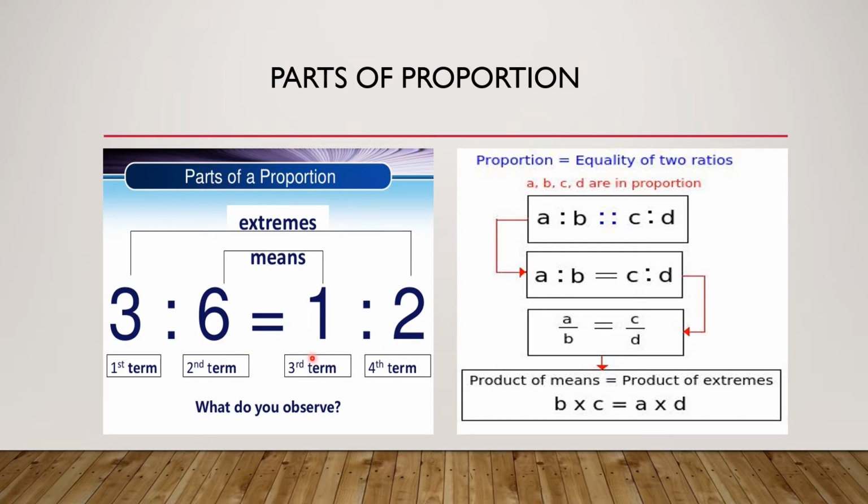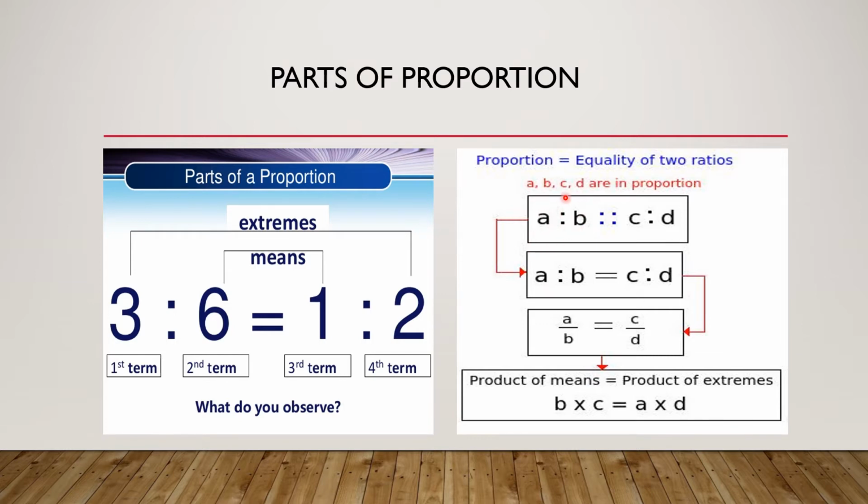The second term and the third term are known as means, whereas the first term and the fourth term are known as extremes. So again, proportionality is the equality of two ratios. A, B, C, D are in proportion, meaning A, B, C, D are general terms.